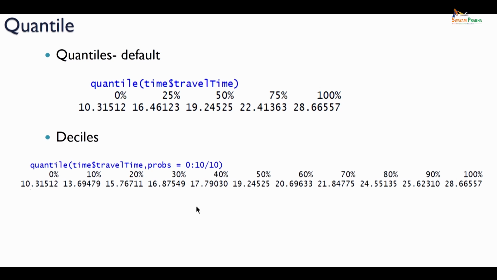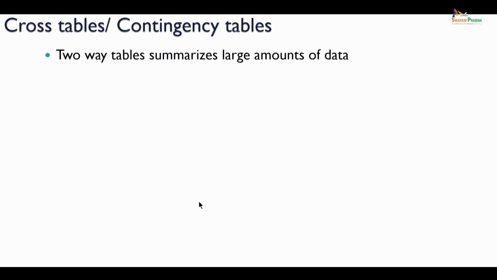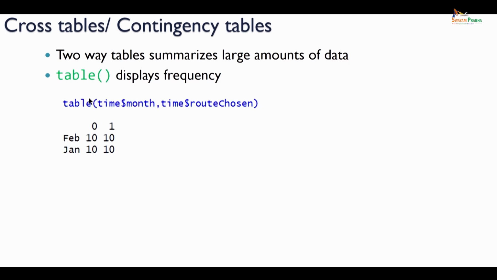Now let us look at cross tables and contingency tables. Cross tables are nothing but two-way tables which summarize your data. Large amounts of data can be restructured and summarized using the cross tables. We have already used this function before where we get the frequencies or counts of a categorical variable. Now, in this case we are going to use the function to get a two-way table. Let us see how to get that.